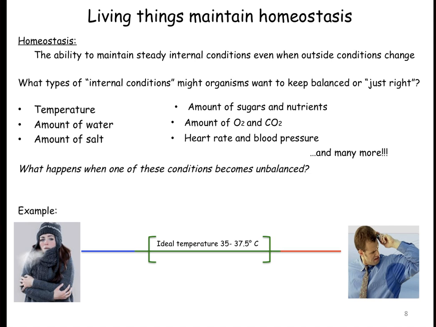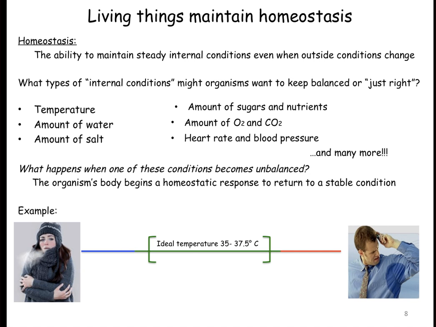Now, what happens when one of these conditions becomes unbalanced? The organism's body will begin a homeostatic response to return it to the stable condition it started at. We'll look at one specific factor, temperature, to see how homeostasis works, and then we'll explore more examples tomorrow during class. All right, let's begin by establishing that humans have an ideal internal temperature range between 35 and 37.5 degrees Celsius.